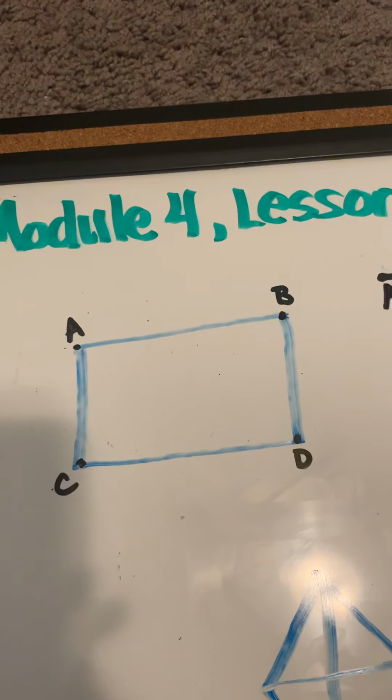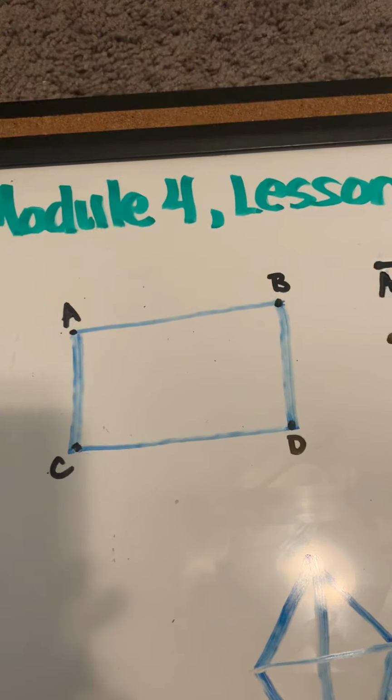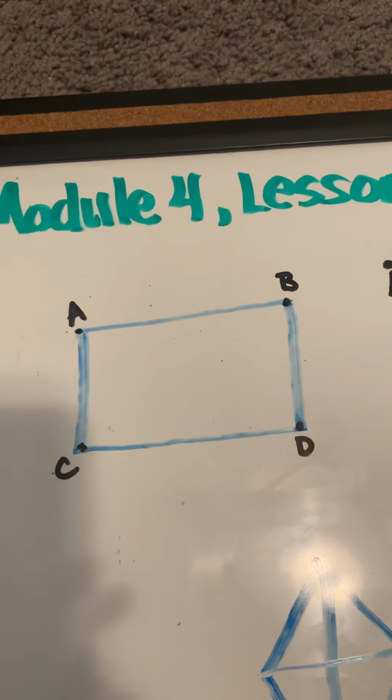So how many line segments do you think there would be on a square or a rhombus? 4, because they also have 4 sides.